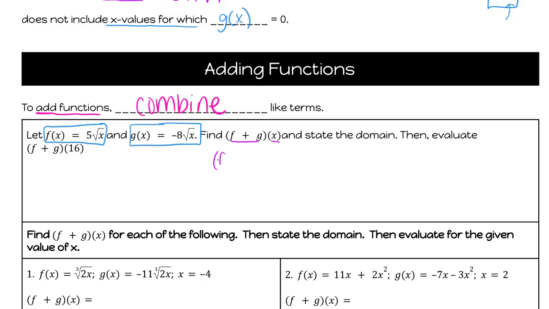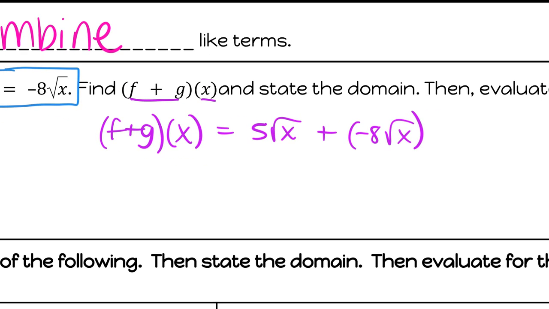Okay, so f plus g of x would equal f of x, which is 5 square root x, plus g of x, which is negative 8 square root x. And one thing that we have learned in this chapter, you can add radicals as long as the radicals match. So since this is a root x and this is also a root x, we can add those simply by just combining the coefficients. So 5 plus negative 8 is negative 3. So the answer here would be negative 3 square root x.